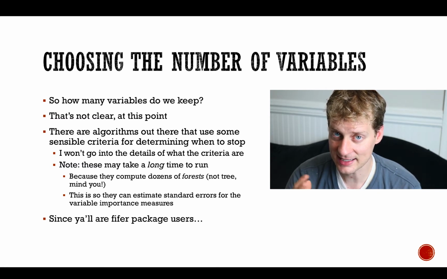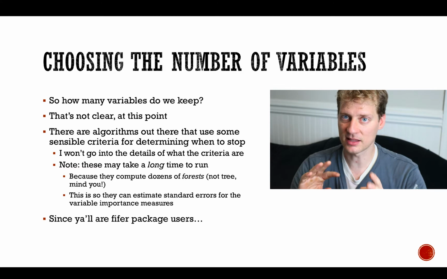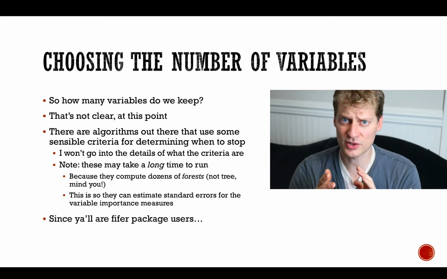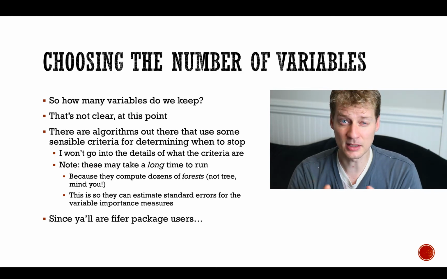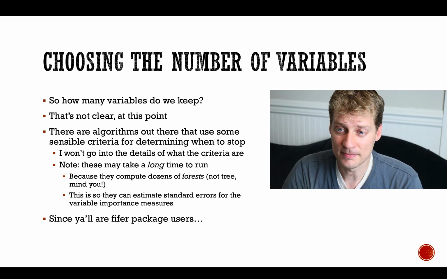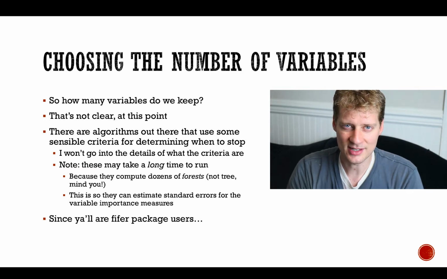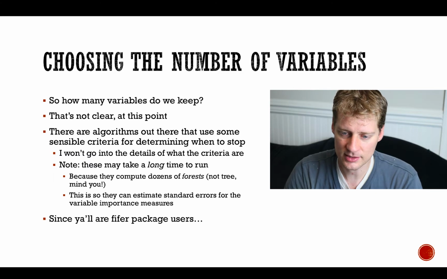And the idea is that if you have multiple forests and then estimate the variable importance across these multiple forests, you have some estimate of the variability of variable importance measures, and then you can start using that to make decision criteria and that sort of thing.